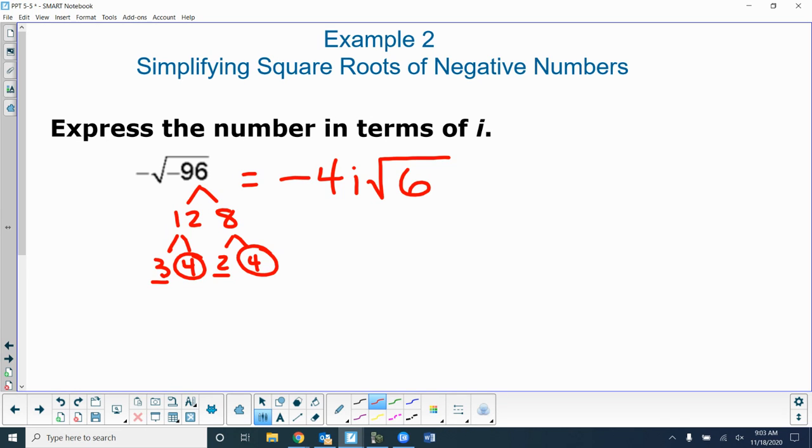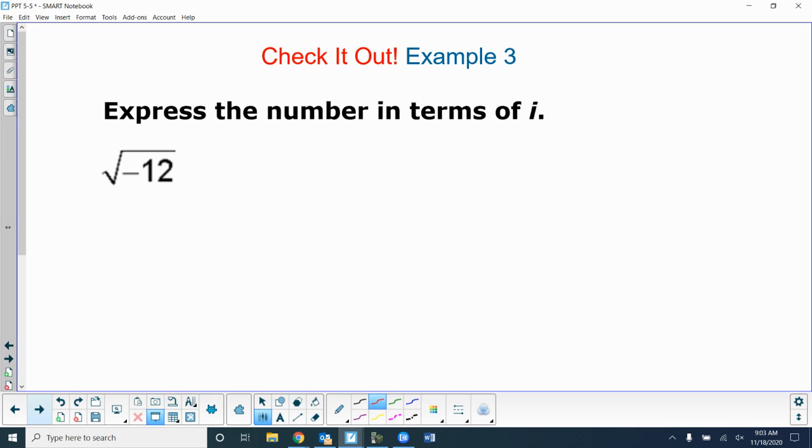Okay? So the only thing new today is that negative, right? Pulling that letter i out, the imaginary unit out. You already knew how to simplify radicals, which you're supposed to know. Right? All right, you guys try this one. Come on, it should take you about 20 seconds. 30 at the most.